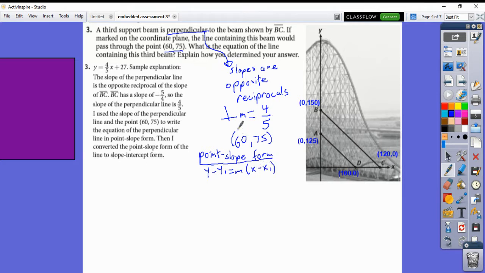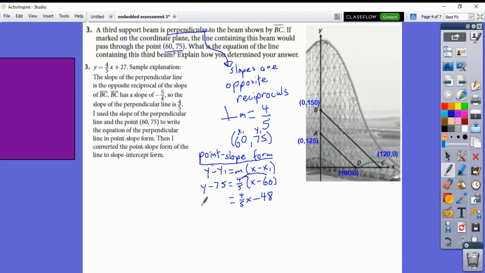Well, we've got our slope right here. We've got coordinates from our point. So we can just take those coordinates and substitute. y minus 75 equals 4 over 5 times x minus 60. And then we're going to distribute. We're just going to solve this, put it into slope-intercept form, keep moving things around until we have y by itself. So 4/5 of 60, if you want to do that in your head, 1/5 of 60 is 12. 12 times 4 is 48.